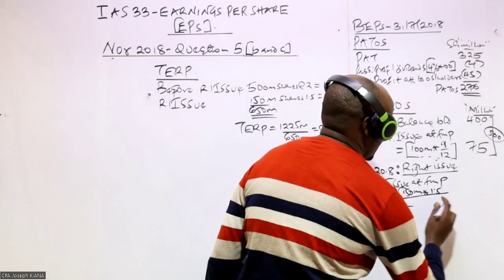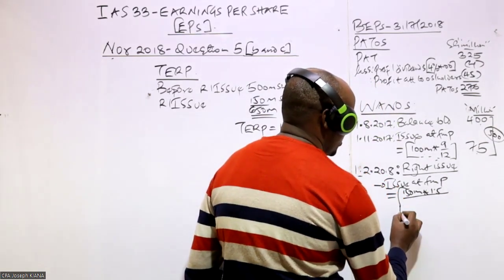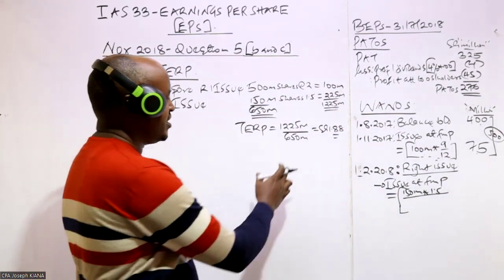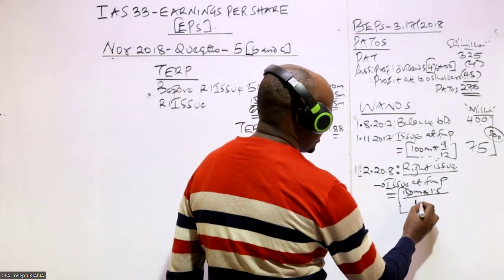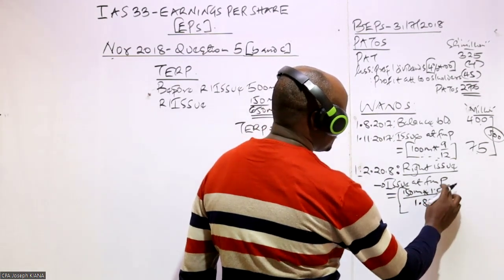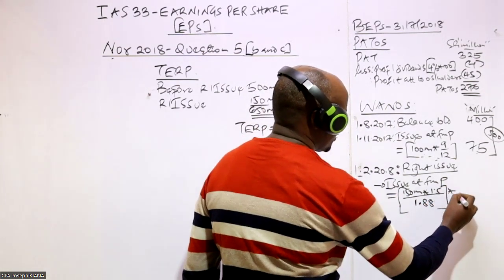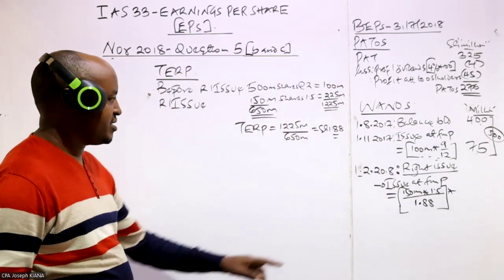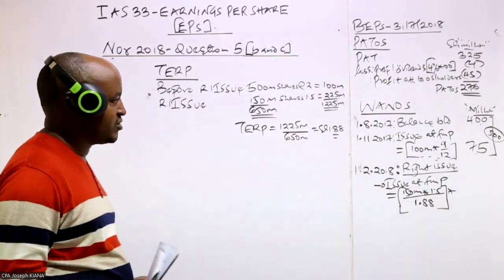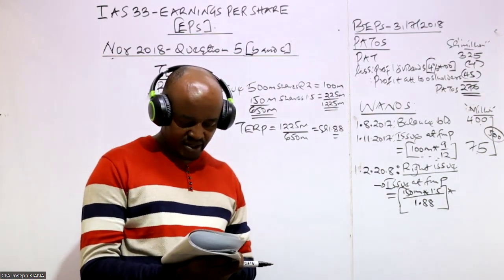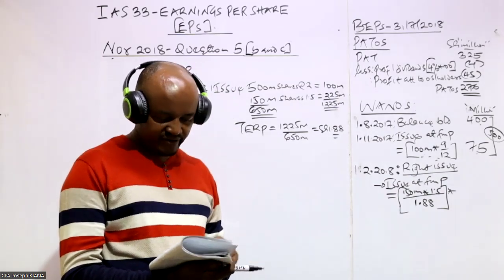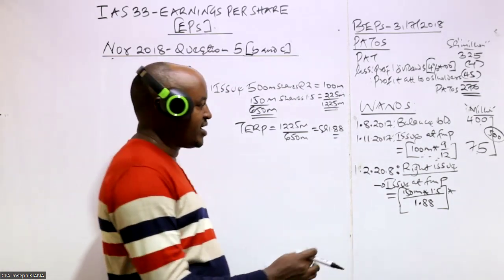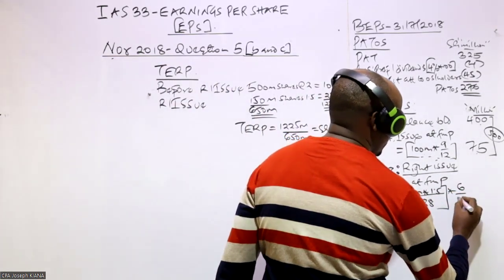So the existing shareholders were issued with the shares at a price of 1.5. So that will give us the amount received. Then we divide that by the theoretical exercise price, which is 1.88. And then these particular shares must be weighted on time basis. They must be multiplied by the proportion of time they were held. Remember, this right issue was made on 1st of February 2018. How many months to the end of the year? We have February, March, April, May, June, July. So they were held for 6 months out of 12.